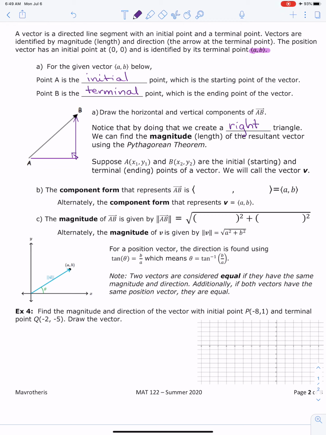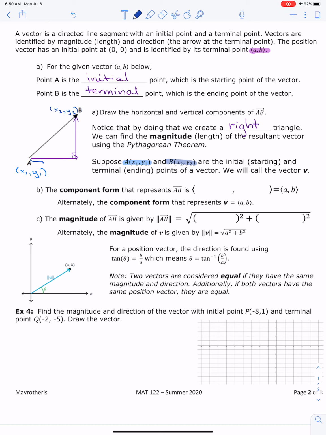Okay. So if we have ordered pairs, and so let's see if we can match these up, we're going to label A as the point x sub 1, y sub 1. Go ahead and label B as the point x sub 2, y sub 2. And I can use those points now to find the distance horizontally and vertically, okay?